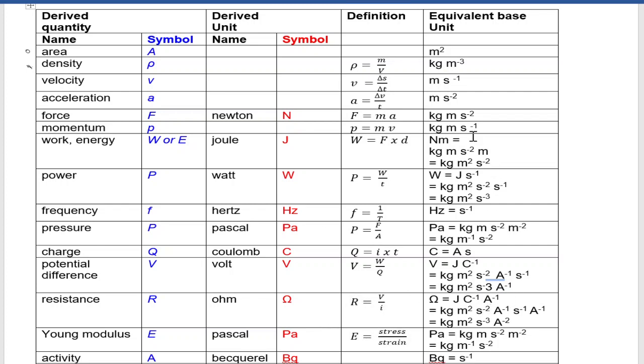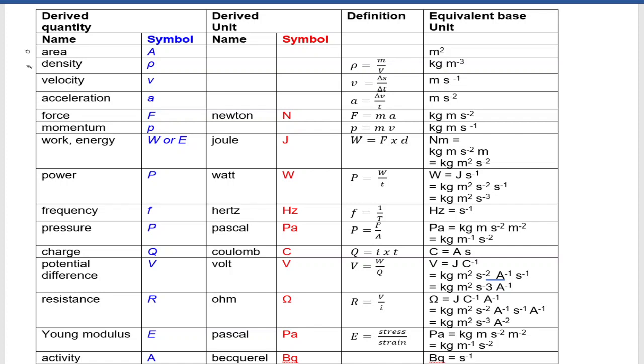One thing you are not supposed to do is to mix up the quantities and the units. You don't say mass is equal to kg. Mass is a quantity, kg is a unit. So you cannot mix quantities and units. I'll show you a little bit later.